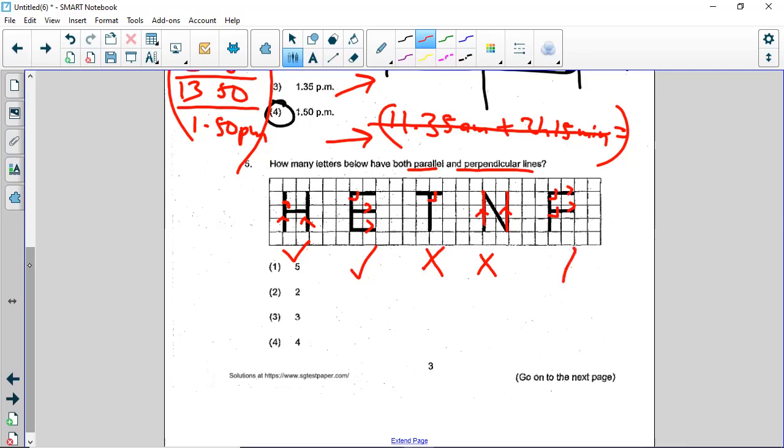So how many letters have both? The answer is 3. Okay, 3 letters have both. Okay, let's go to the next one.